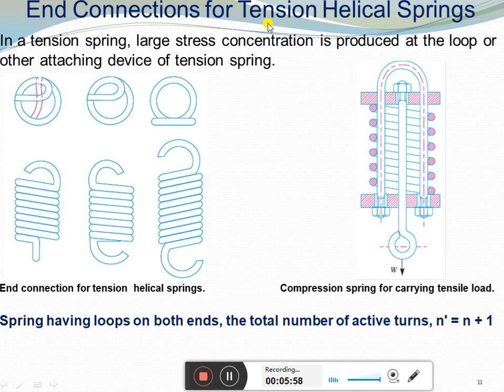And these are end connections of tension helical spring. So different tension helical springs are there, and this is for a spring carrying tensile load. For a spring having loops on both ends, the total number of active turns N dash is equal to n plus 1. So this is to find the active number of turns of this spring. So this is the basic introduction about springs.